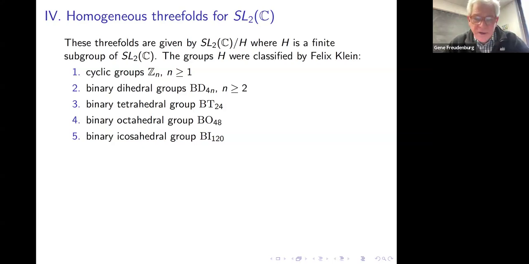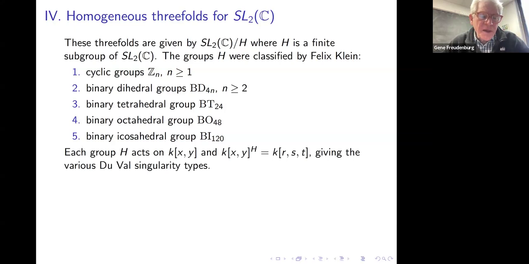Okay, so this is all quite well known. Each of these groups H acts on the plane, or I would say on the polynomial ring in two variables. And each invariant ring is generated by 3 elements. Okay, and Klein gave those generators. And these, as we know, give the various Du Val singularity types.